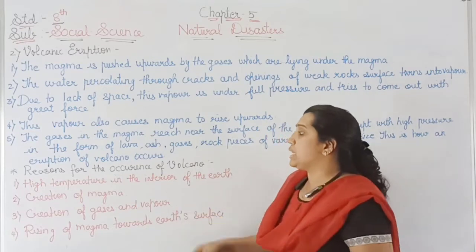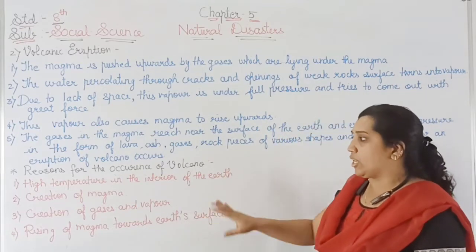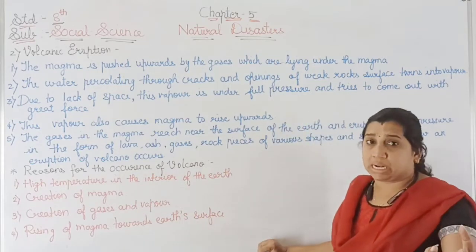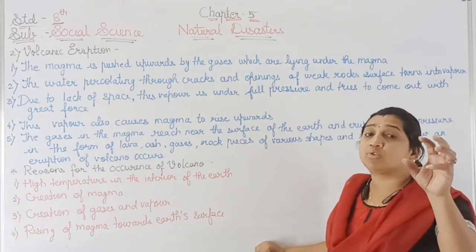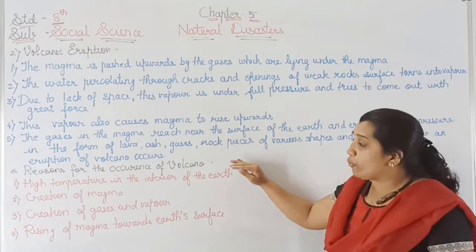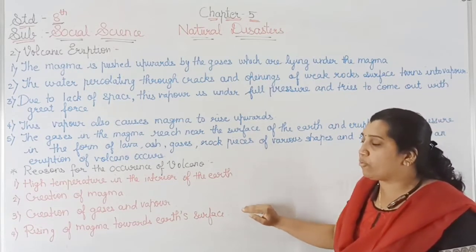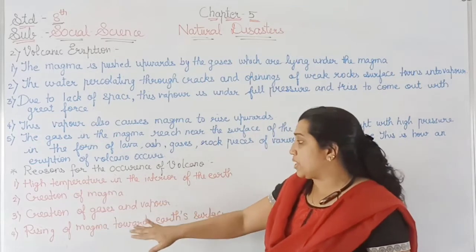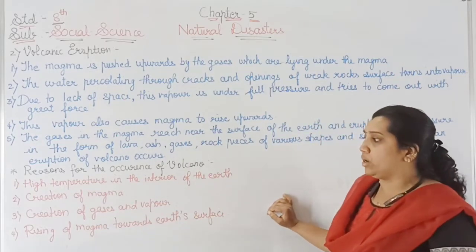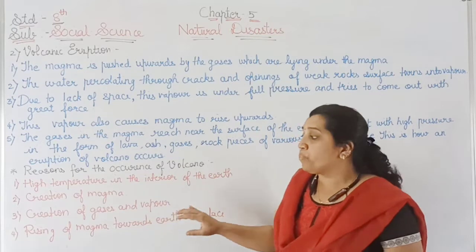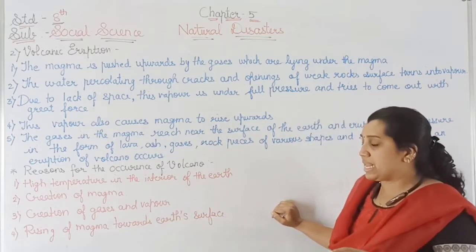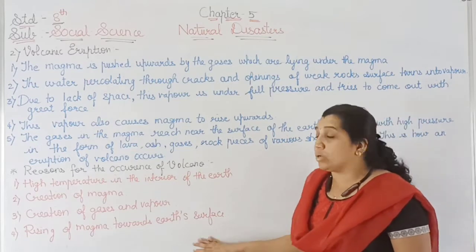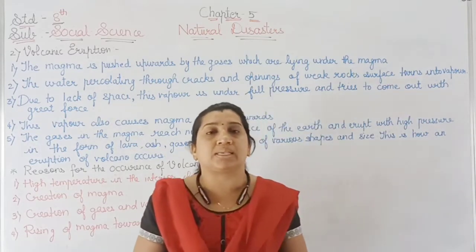Now here are the reasons for the occurrence of a volcano. Already we have studied in the earthquake the three reasons for earthquakes. For the volcanic eruption, there are four reasons. The first one, high temperature in the interior portion of the earth; second, creation of magma; third, the creation of gases and vapor; and the fourth one, rising of magma towards the earth's surface.